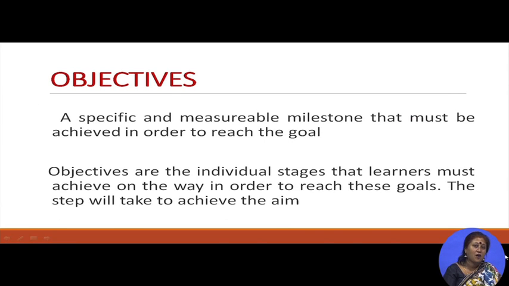So, what is the objective? It is a specific, measurable milestone that must be achieved in order to reach the goal. Objectives are the individual stages that learners must achieve on the way in order to reach these goals. So, they are the steps we take to achieve the aim.